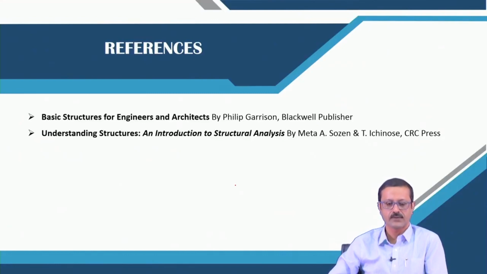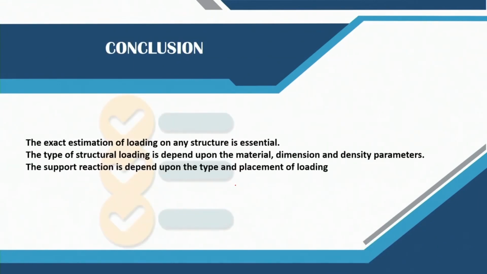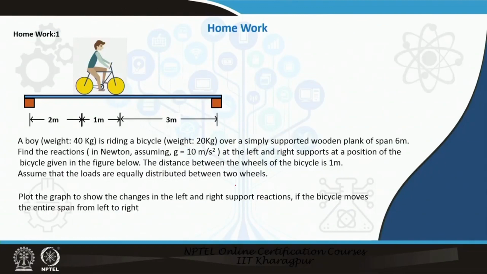So, I have taken the reference for this particular discussion from these two books. You can go through these two books. Let me conclude the lecture today. We have estimated the exact loading on the structure and how it is essential for the structure. The type of structural loading also depends upon the material, the dimension and the density of the parameter, that has also been understood. The support reactions depend upon the type and the placement of the loading, that we also understood from our lecture. Now, next, let us go to some homework.